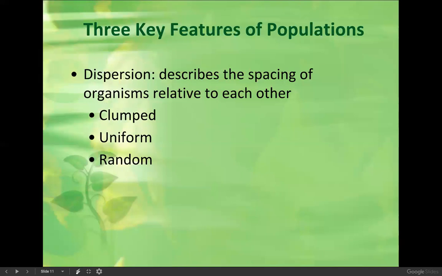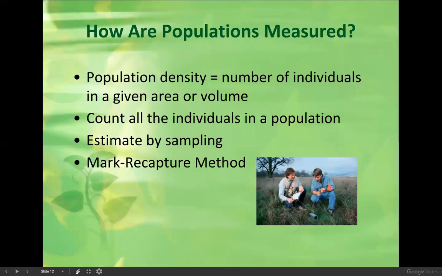So three key features, again, of these dispersional factors on a population: the clump, uniform, and random. Population density is equal to the number of individuals in a given area. Count all the individuals in the population, or estimate by sampling.